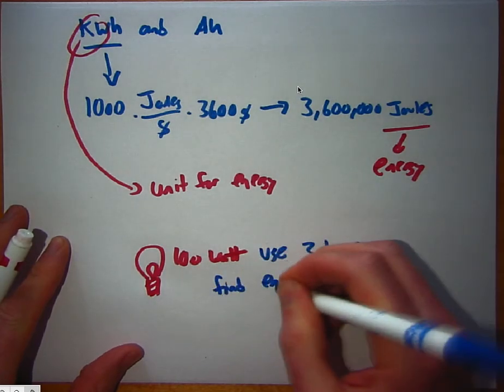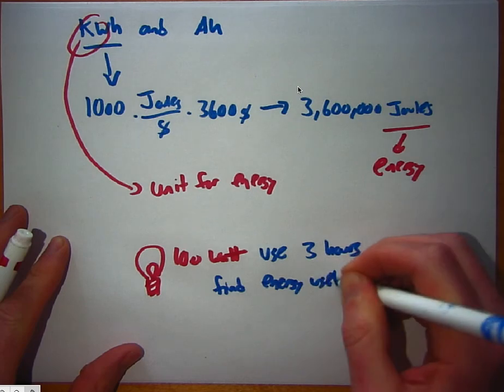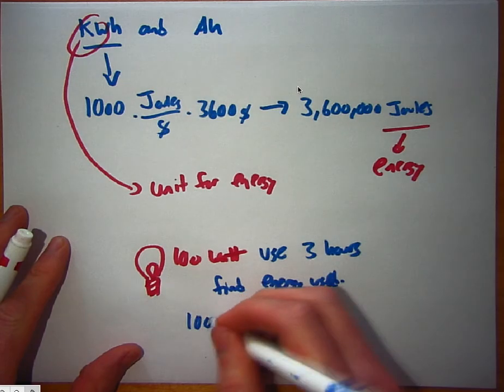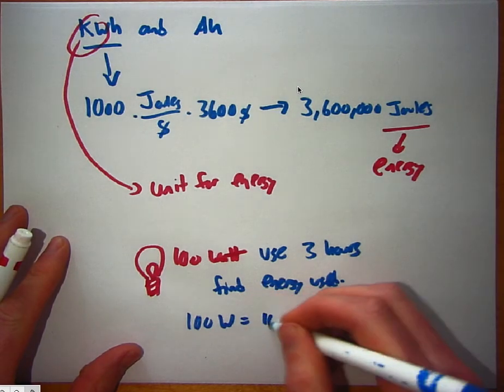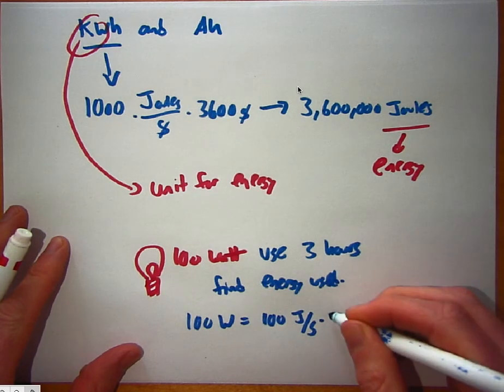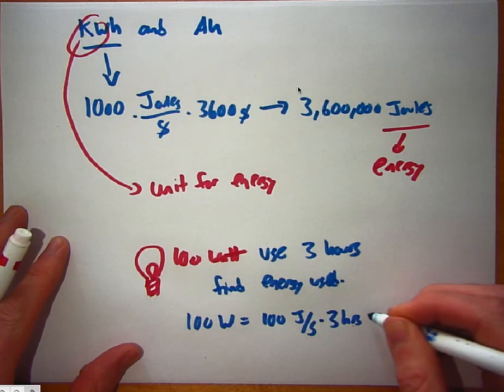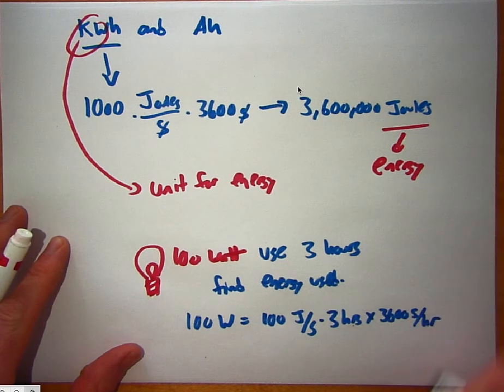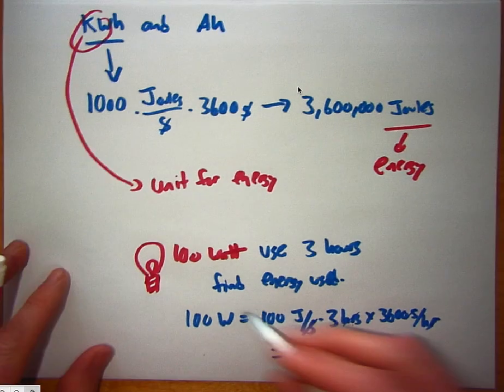Let's find the energy used. All right, let's see how much energy it's going to use. Well, one way we can think about it is that 100 watts is the same thing as 100 joules per second. And then I can multiply that times 3 hours, and I can multiply that times 3,600 seconds per hour, and then the seconds cancel away and the hours cancel away, and anyways, this is kind of a pain. So it's kind of a mess.